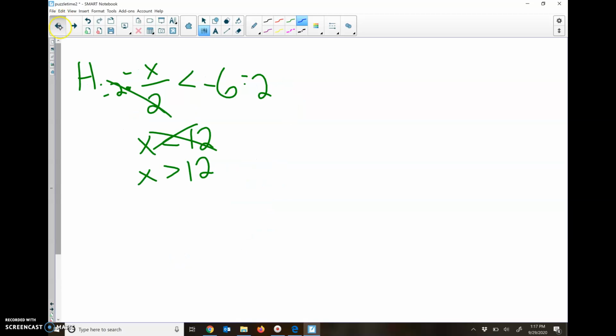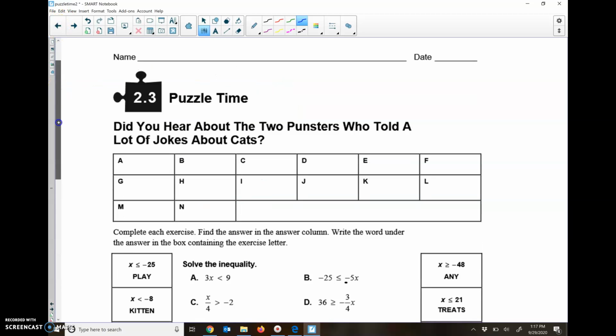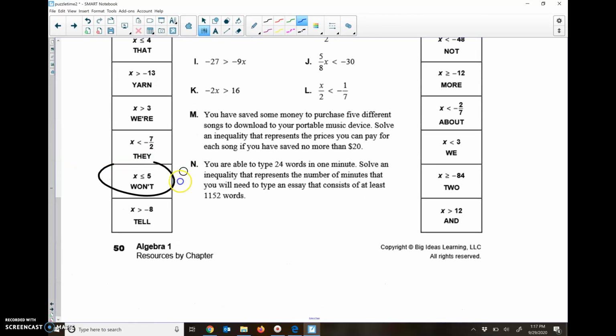All right, and the last one, let's go back to the screen. So letter N, you're able to type 24 words in a minute. Solve an inequality that represents the number of minutes that you will need to type an essay that consists of at least 1,152 words. So you can type 24 words a minute. Not very fast. Mr. Mola can type it like at least 50. And you need to type an essay that's at least 1,152 words. Okay? So it might be more than that.